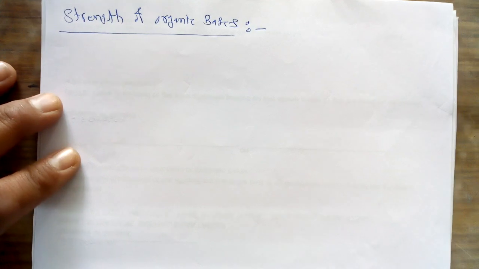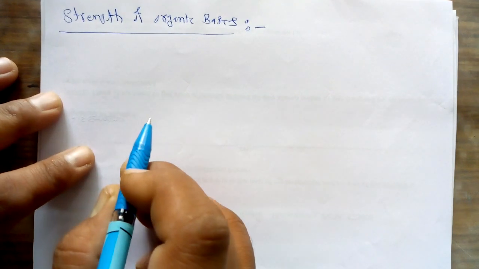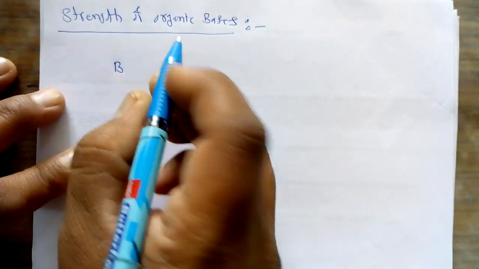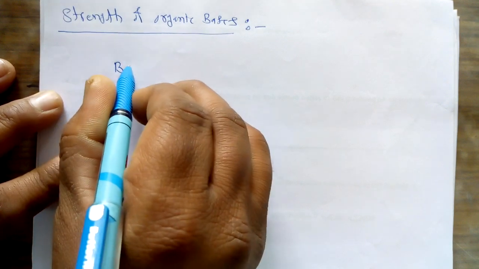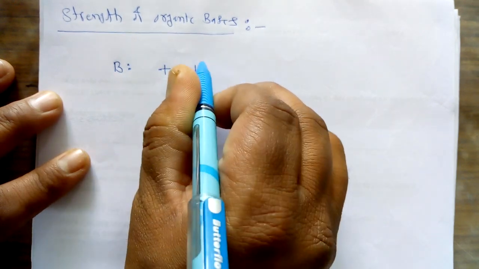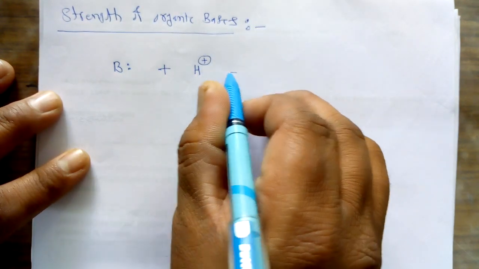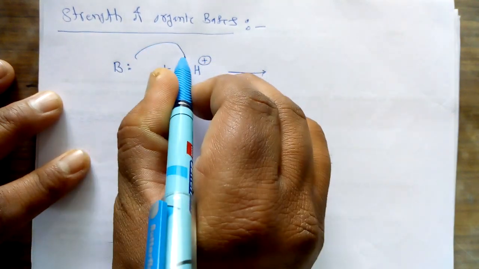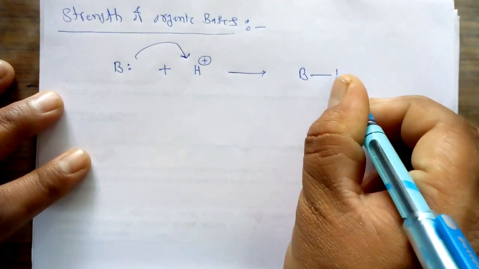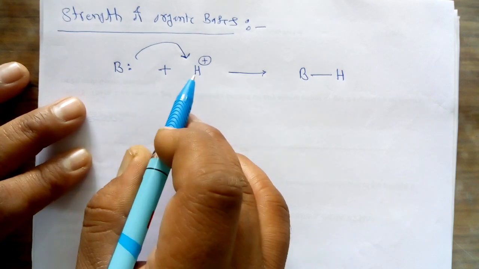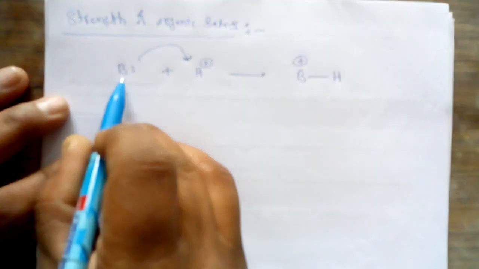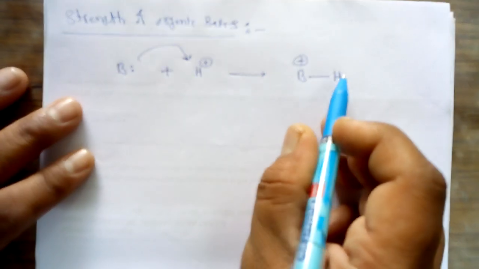First of all, we know very well what is meant by a base. A base is a substance which donates a lone pair of electrons to a proton. Suppose I consider B as an atom which has one lone pair. This lone pair may be donated to the given H plus ion, and as it donates the lone pair, there is a bond formation between this base and the hydrogen. After the donation of this lone pair towards this proton, B becomes positive. The difference between this and the base is the presence of this proton.